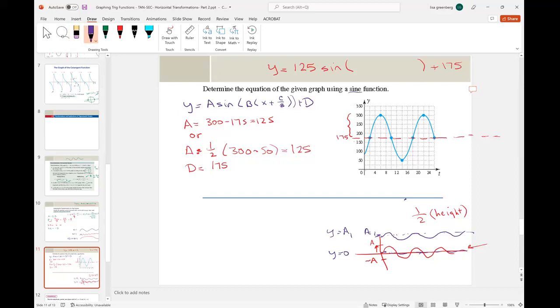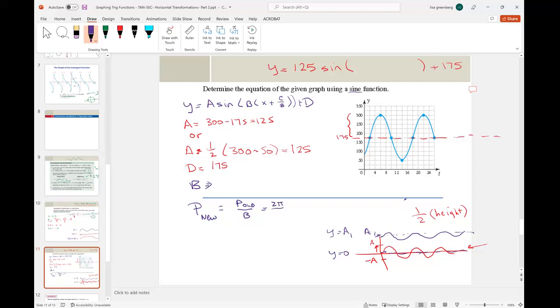So now we want to find our B and our C over B. The first thing we really need to find is our B, which affects the period. Remember, we have our equation that says our new period is equal to our original period over B. So what's our original period for sine? It's 2 pi. Very good.